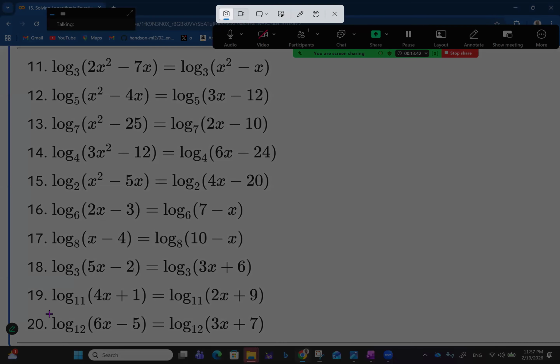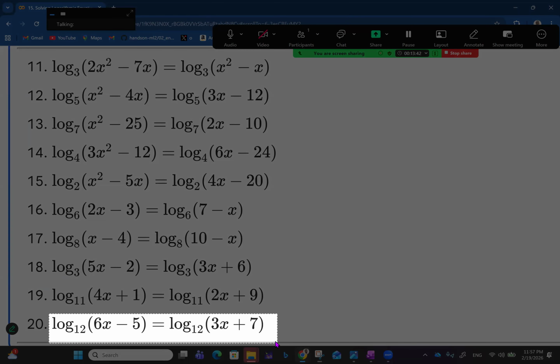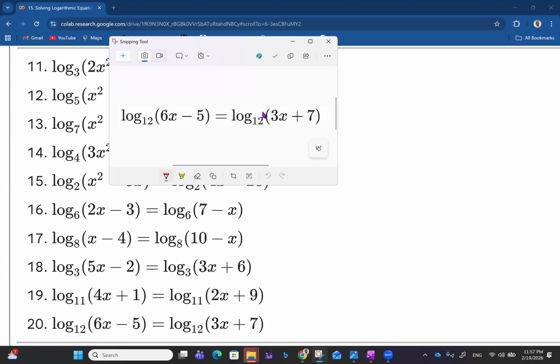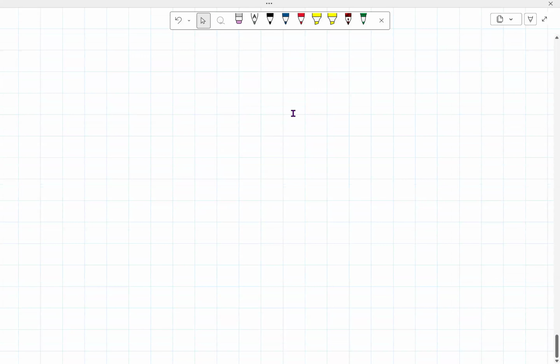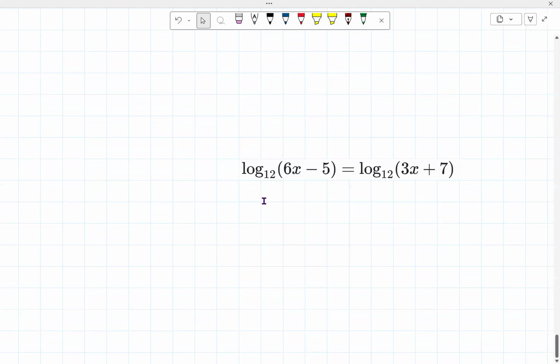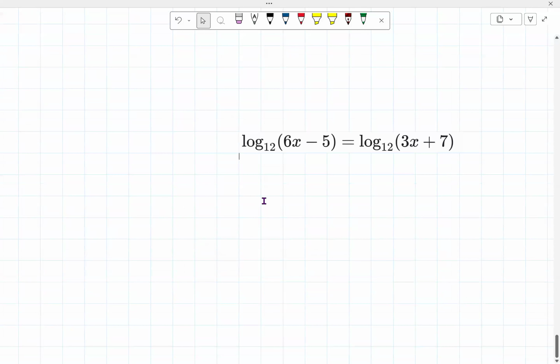So let's snip question 20, and then I copy that and come back here. So I right click and paste. Good. So we need to solve for x right here. So what do we do?